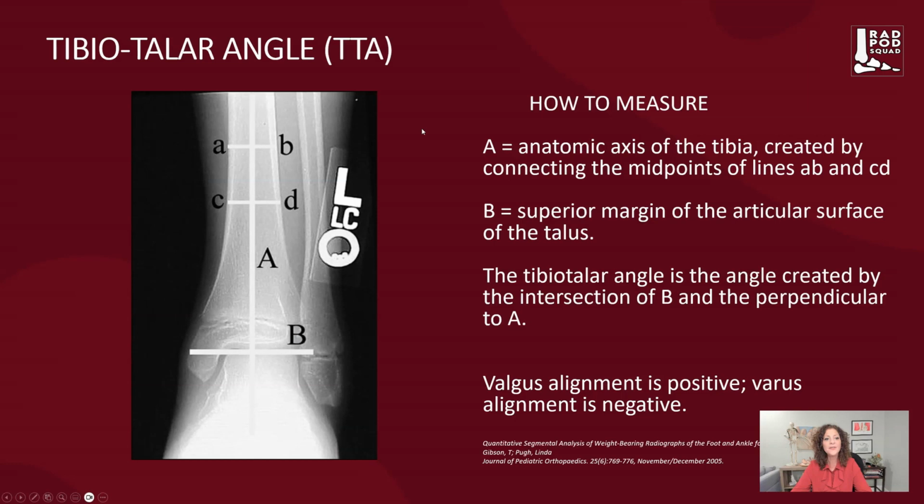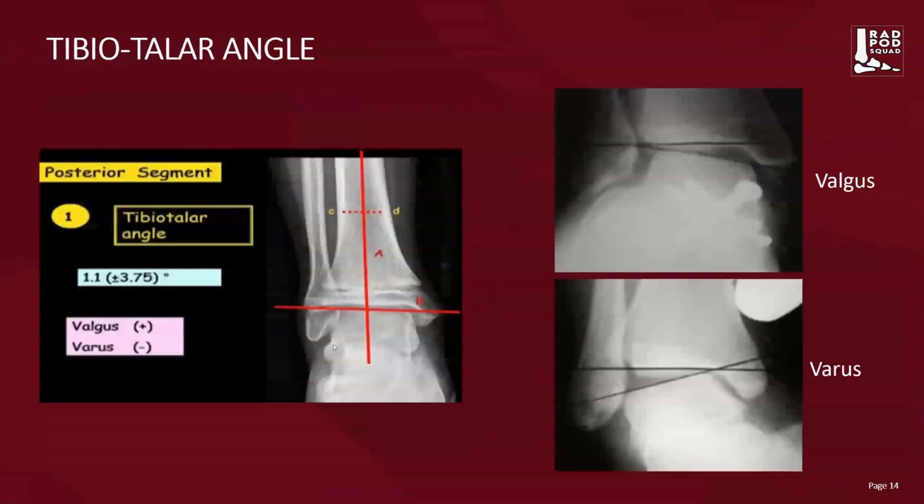Looking at the tibio-talar angle, essentially what we're measuring is a bisection of the tibia relative to the floor, and we're going to see whether or not the tibio-talar angle is either positive or negative, denoting varus or valgus alignment. Looking at the tibio-talar angle seen here, we can appreciate the valgus situation, that the talar vector is pointing towards the fibula in a situation of valgus deformity. And in this case, the talus is pointing towards the medial malleolus in a varus deformity.